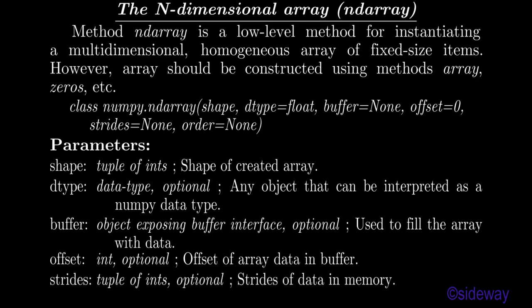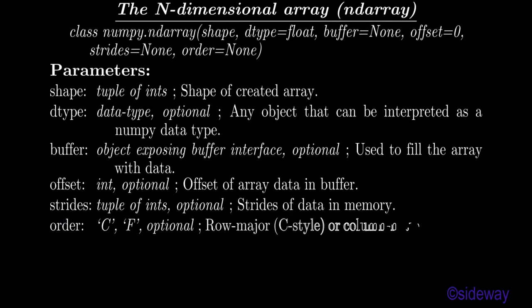Strides: tuple of ints, optional, strides of data in memory. Order: C or F, optional, row major, C style, or column major, Fortran style, order.